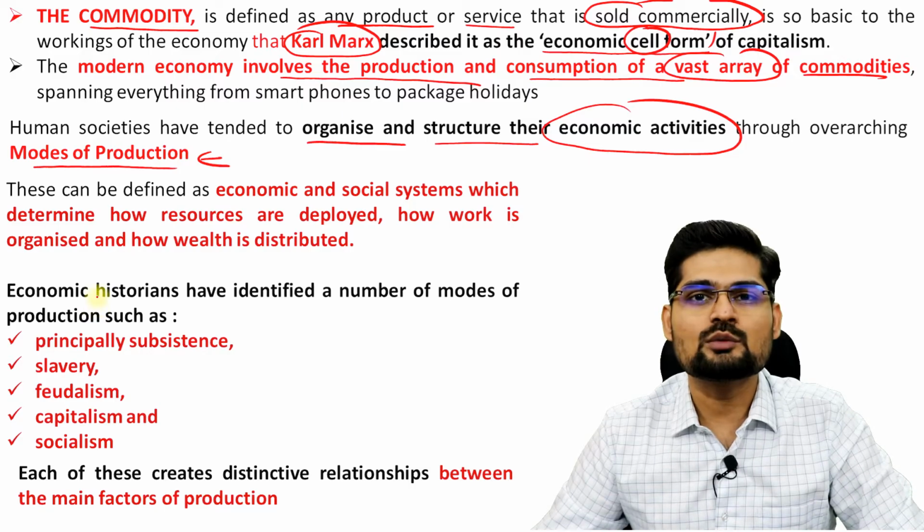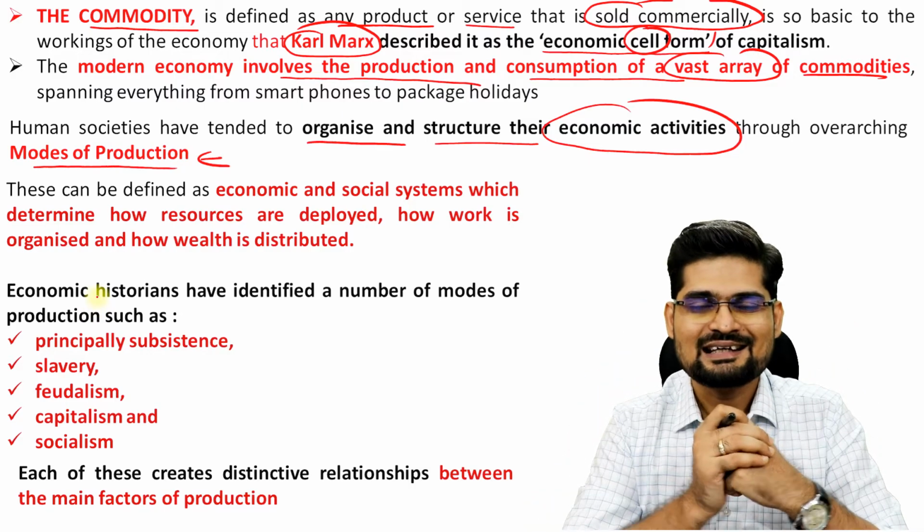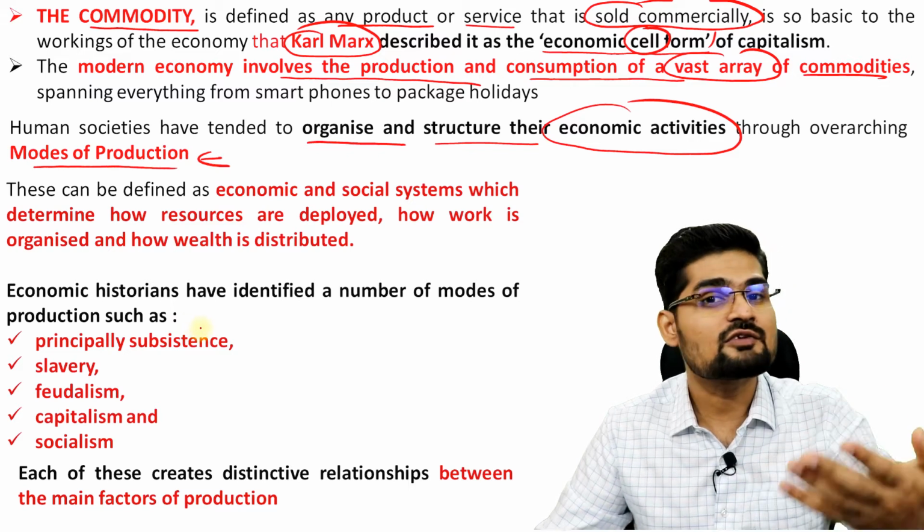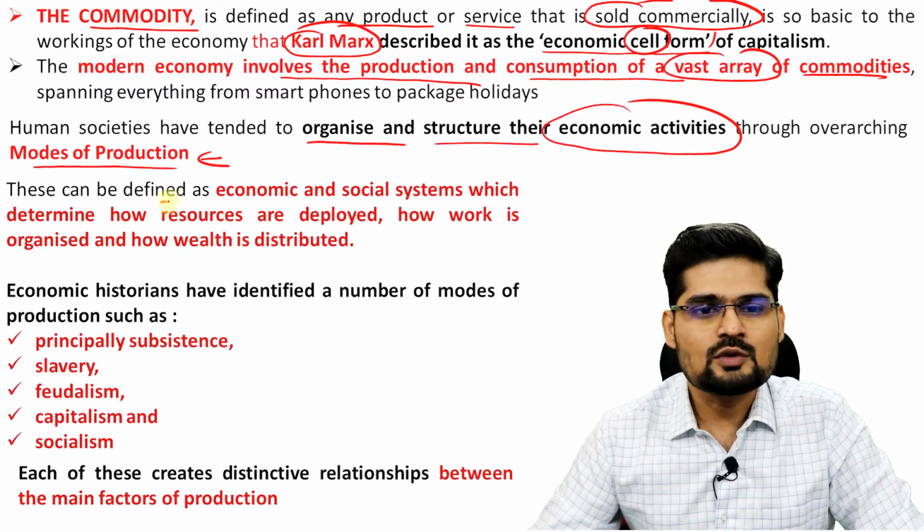Now, here is the second word after factors of production, right? That is modes of production. So, what is this mode of production? How is it different from factor of production? So, these modes of production are what?